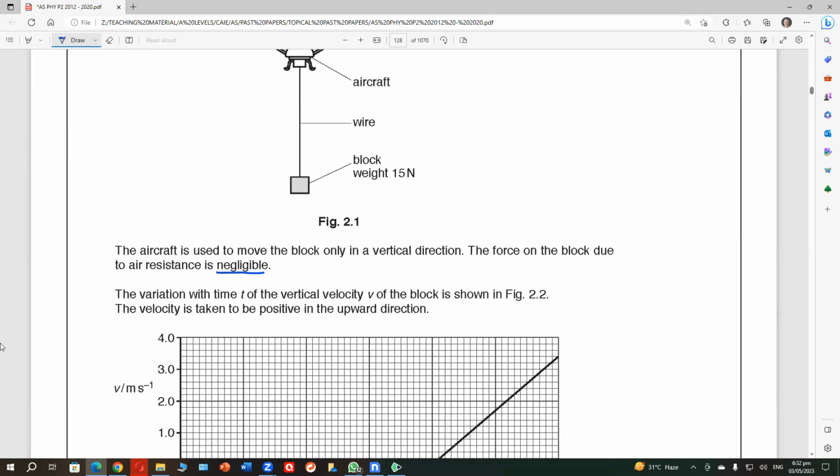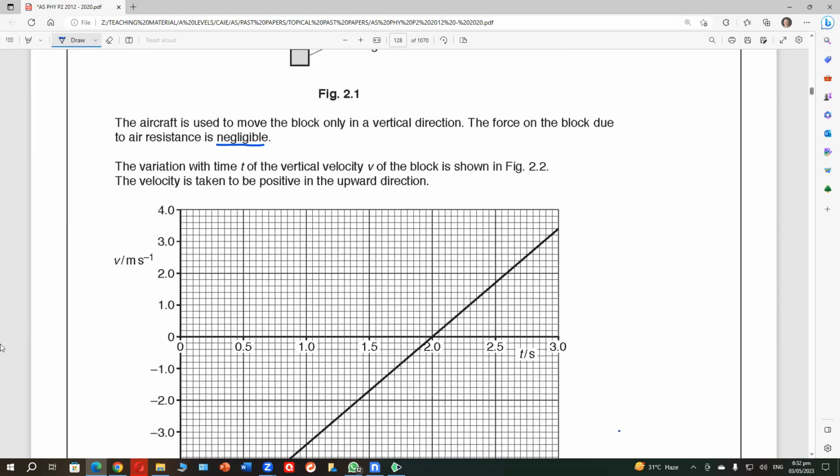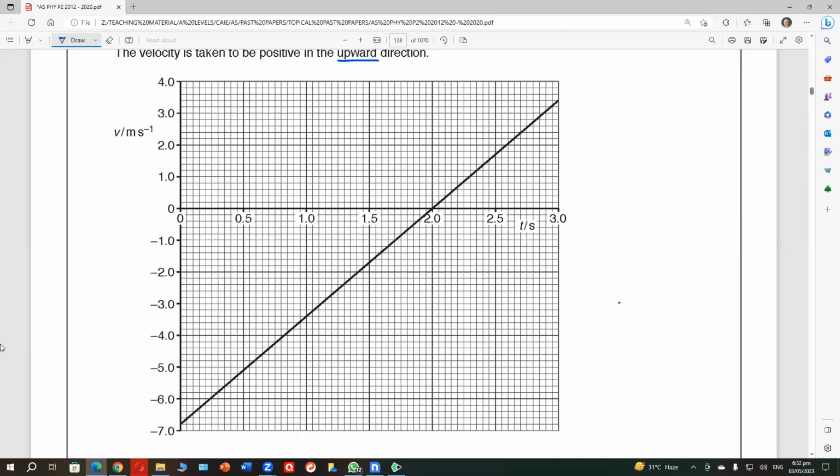The height will be maximum when the velocity is 0. The aircraft is used to move the block in a vertical direction. The force on the block due to air resistance is negligible. The variation with time t of the vertical velocity of the block is shown. The velocity is taken to be positive in the upward direction. So for the upward motion, velocity is positive.